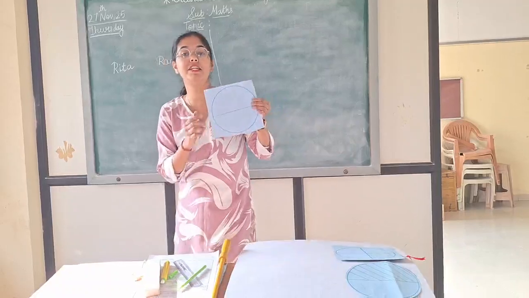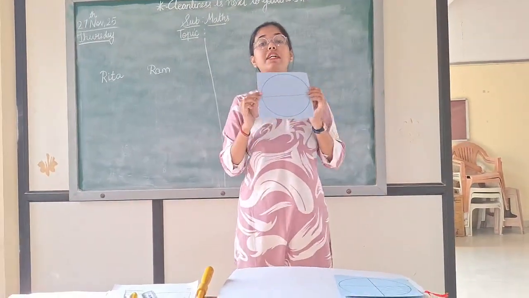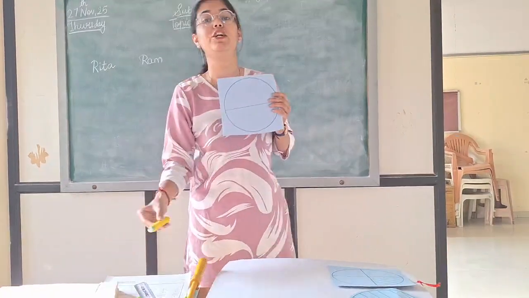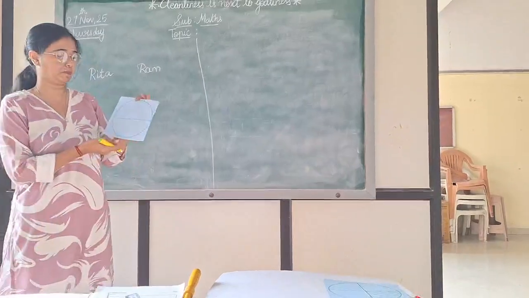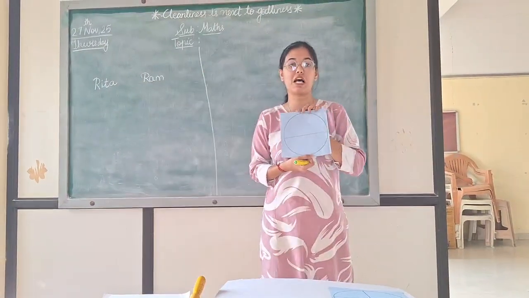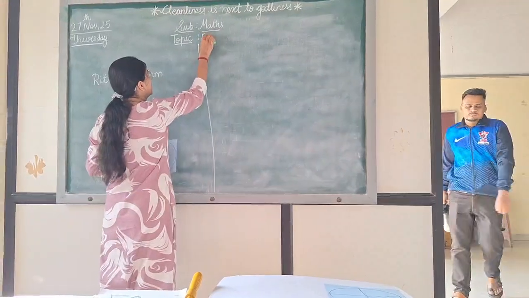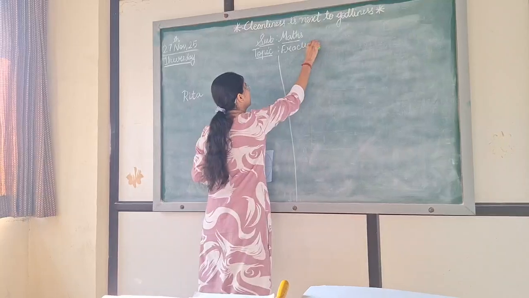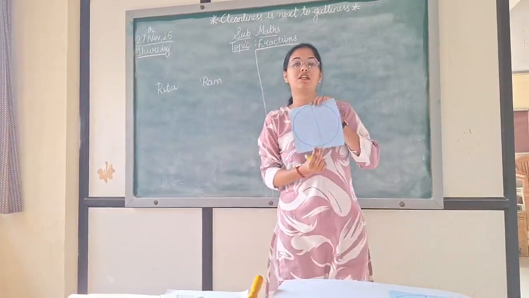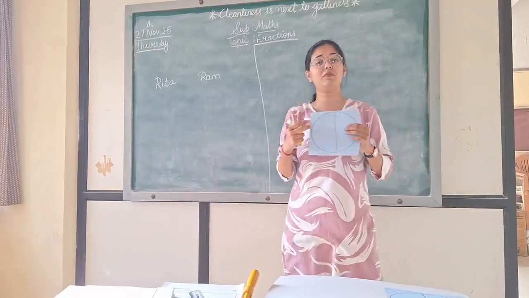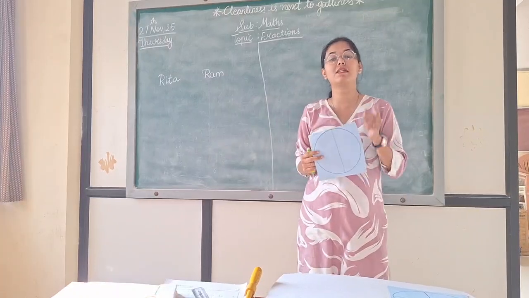Can you see? I have equally distributed this, and now the whole cake is divided into how many equal parts? Two equal parts. Okay. So here we are going to start with our topic, that is fractions. Children, here you can see that Ram and Rita got one piece of cake each. This one part is known as a half.